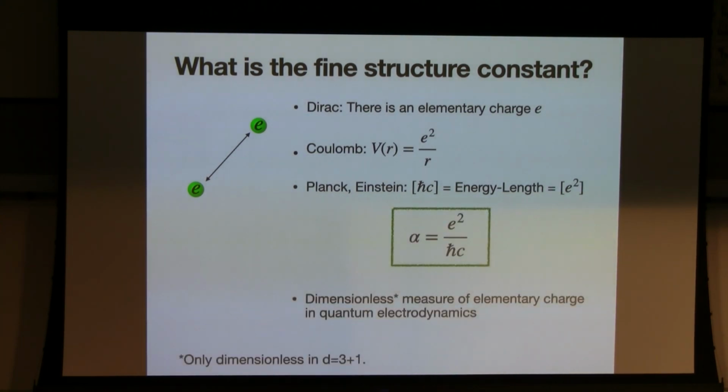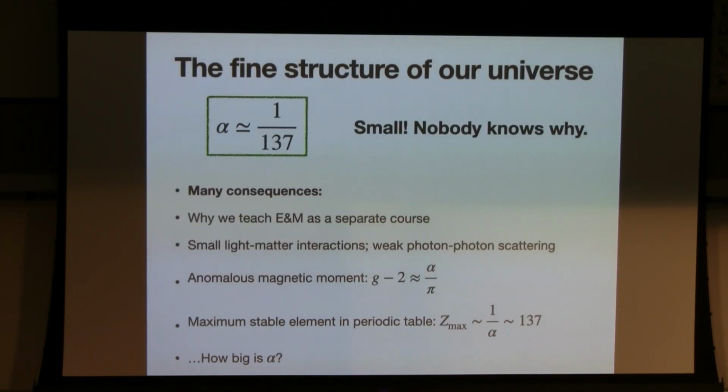So if I divide, I get a pure number. And it is a dimensionless measure of the elementary charge in QED. It is small in our universe. 1 over 137, roughly. I don't think anybody really knows why, but there are a lot of consequences.